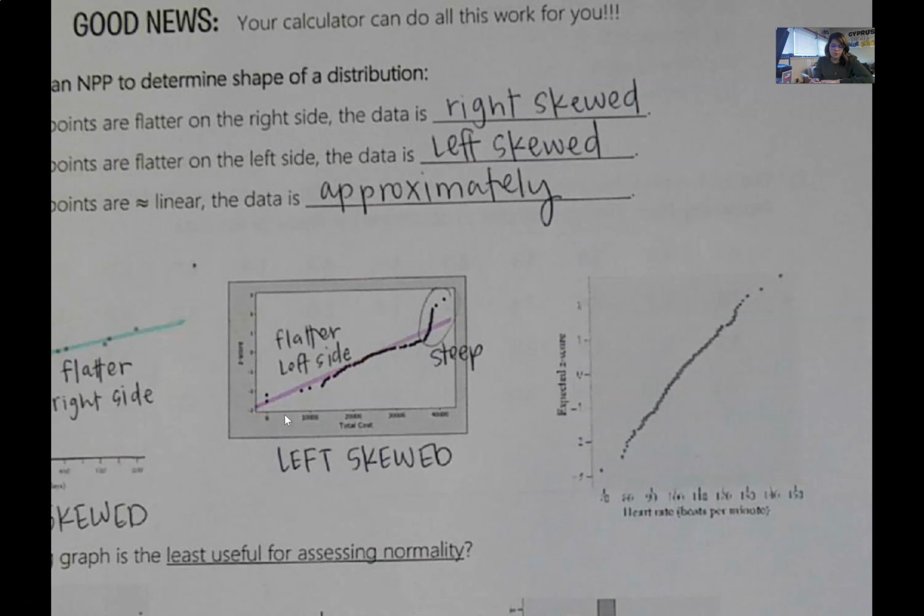And then this last one is a really good visual of an approximately linear normal probability plot. So this guy is approximately normal.